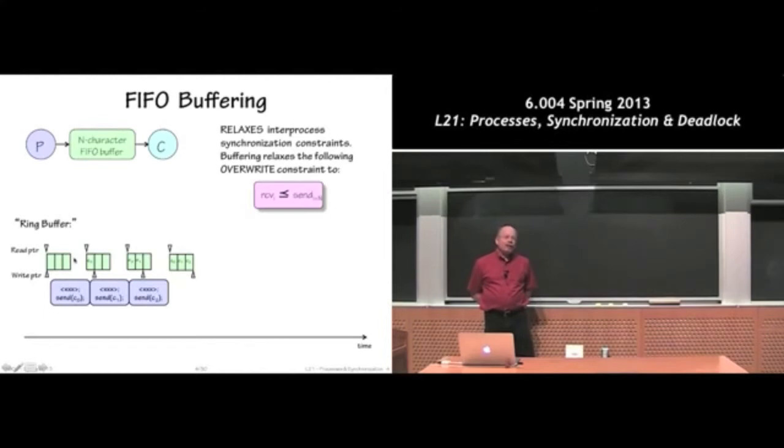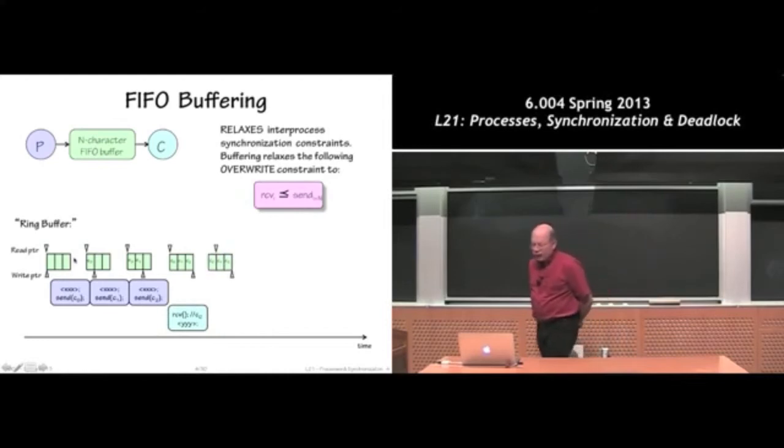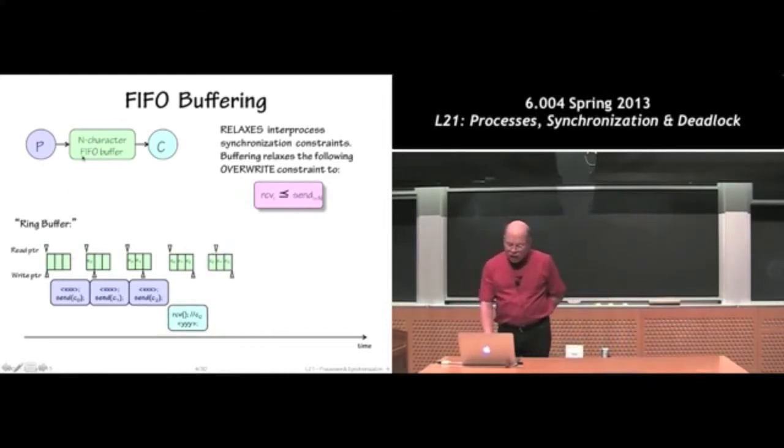And at this point, the buffer is full. So capital N is 3 in this case. Now the producer cannot produce any more characters. We can't do any more sends. We're stuck waiting for the first receive. So the first receive happens, and you can see it has a separate read pointer that tells it where the next character to read is in the buffer.